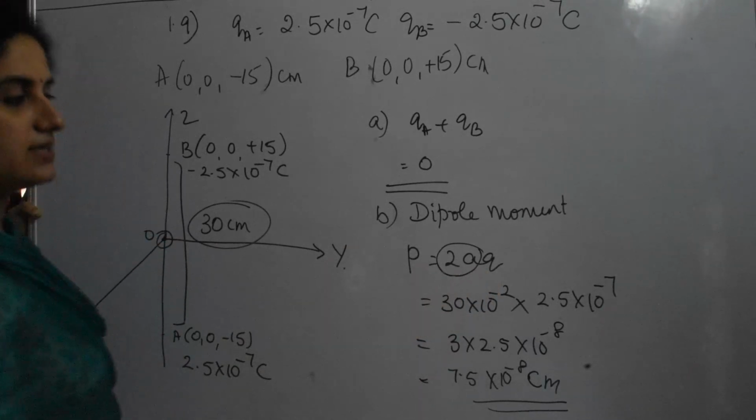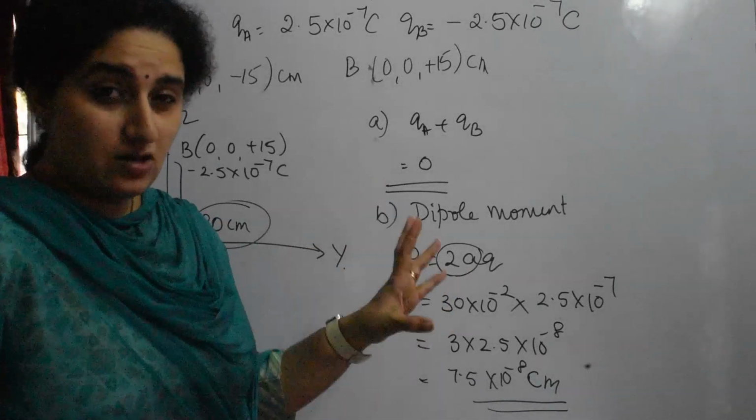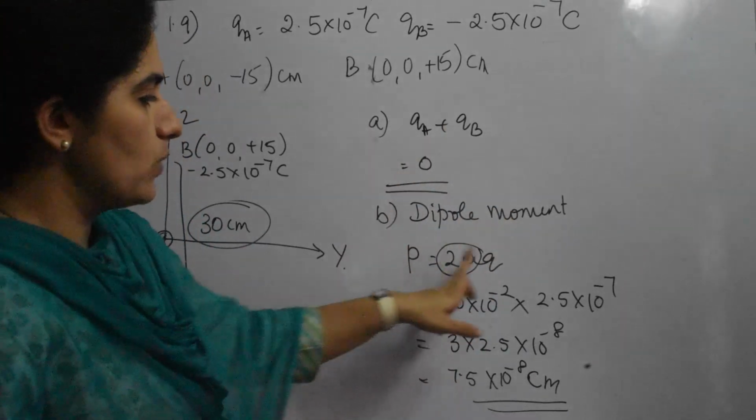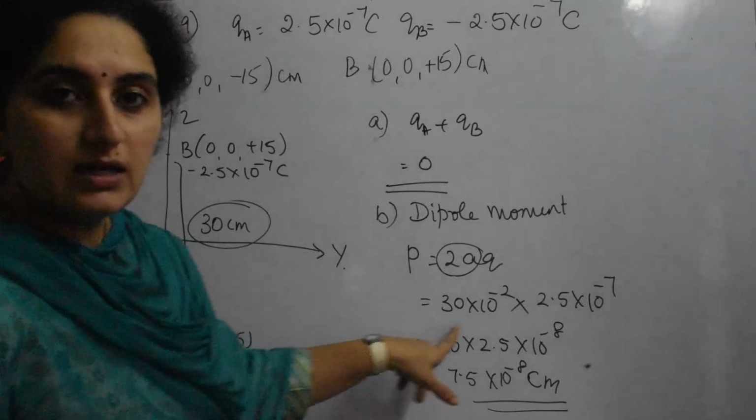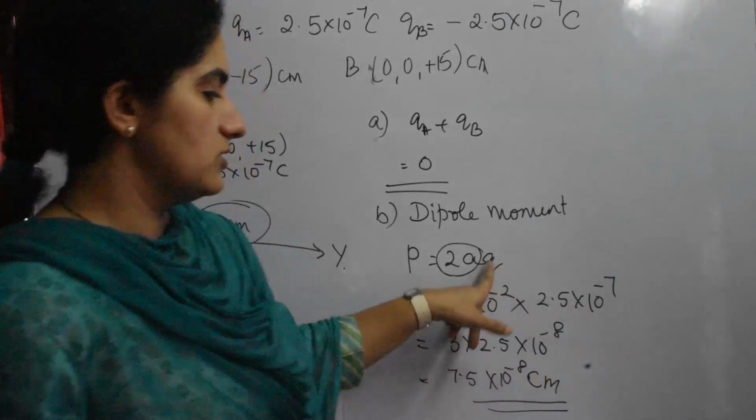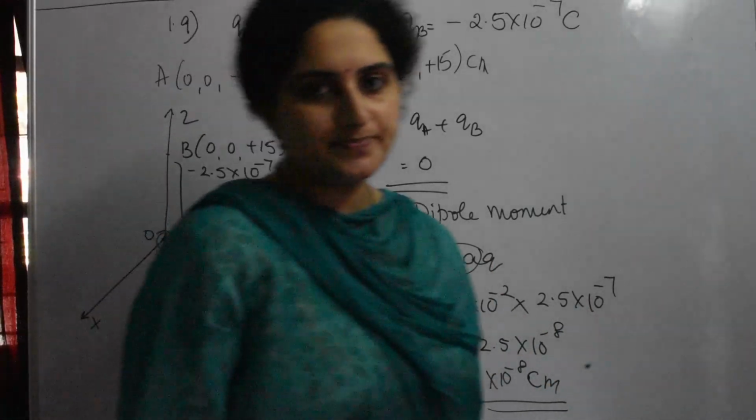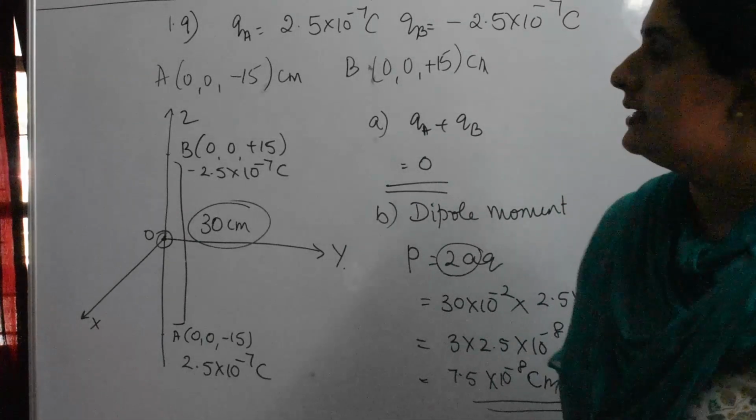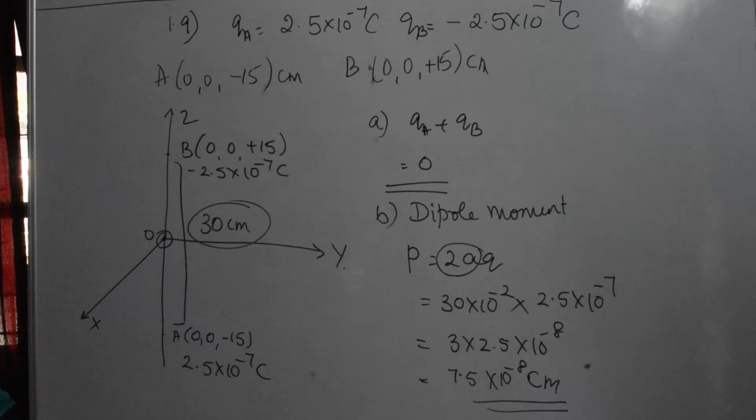According to the definition, it is the distance between the two charges which are equal and opposite in nature and the product of one of the charges. So 2AQ, 2A as a whole distance 30 centimeter. Convert that to meter. Similarly, you have here charge. So the SI unit will be coulomb meter. Okay. Next is 1.10. The next numerical.